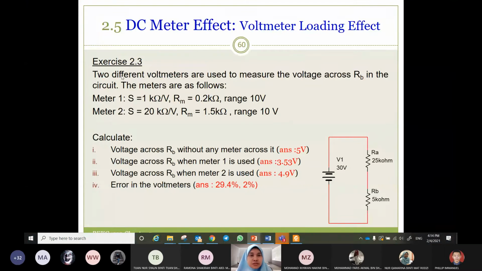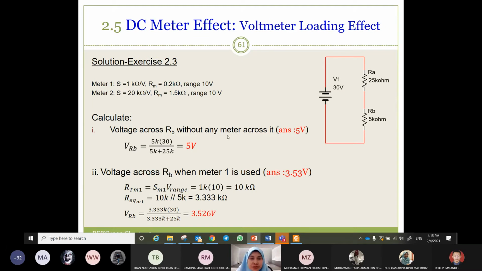Okay, the other example. Two different voltmeters are used to measure the voltage across RB in the circuit. The meters are as follows. Meter 1, S is equal to 1K, meter 2, S is equal to 20K, with the same range, 10 volt. Calculate voltage across RB without any meter across it, voltage across RB when meter 1 is used, voltage across RB when meter 2 is used, and the error in the voltmeters.